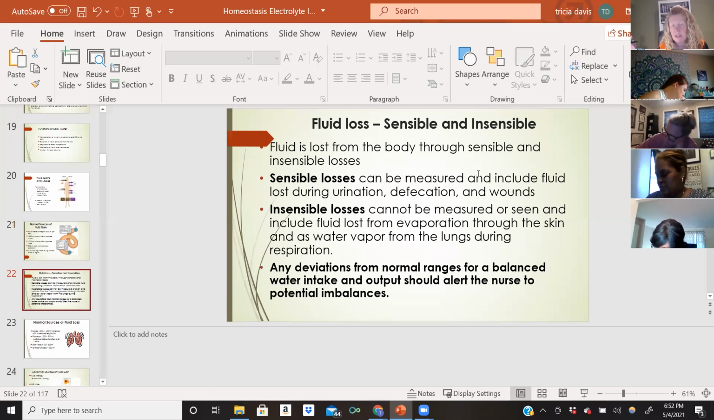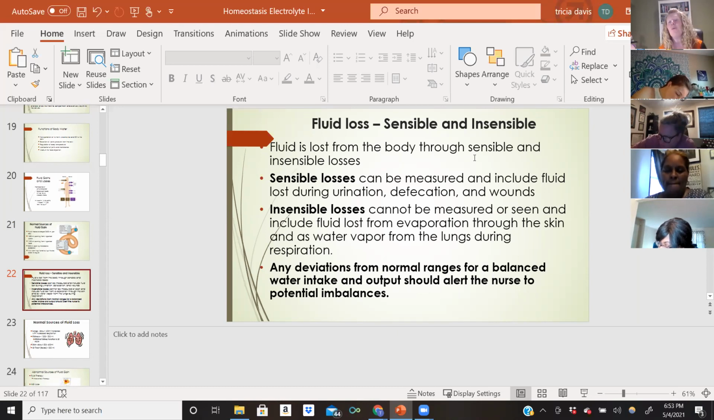Our fluid losses. When we talk about fluid loss, we can have sensible losses and we can have insensible loss. So fluid is lost from our body through sensible and insensible. Sensible losses can be measured, and they include fluid loss during urination, if they have a bowel movement, if they have oozing wounds, any kind of JP drain, if they happen to have an NG tube and we're suctioning from their stomach, things like that.